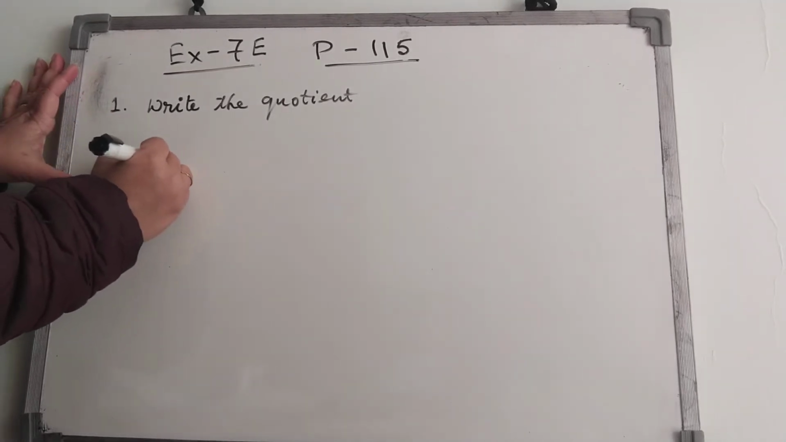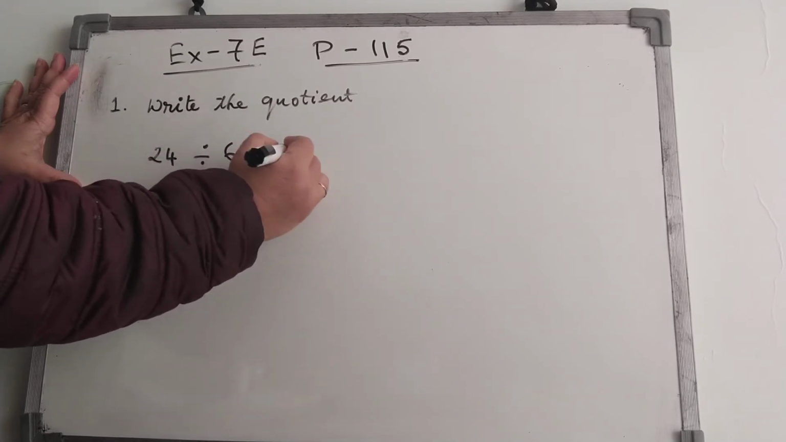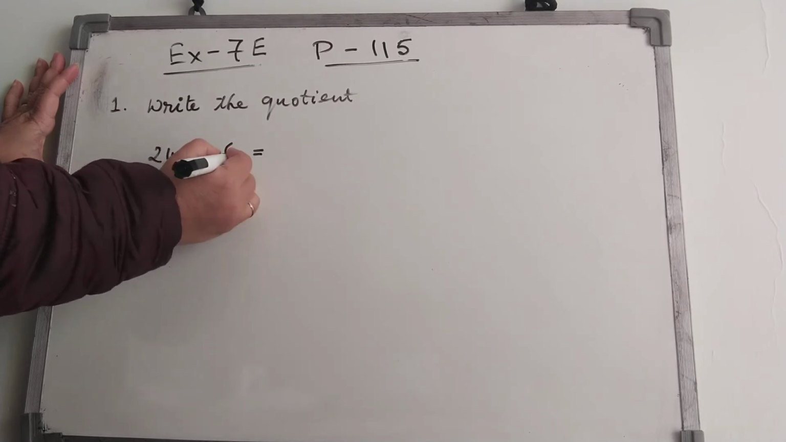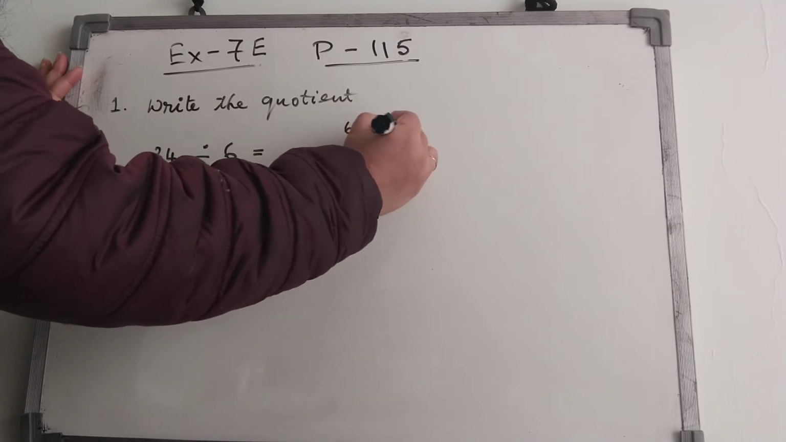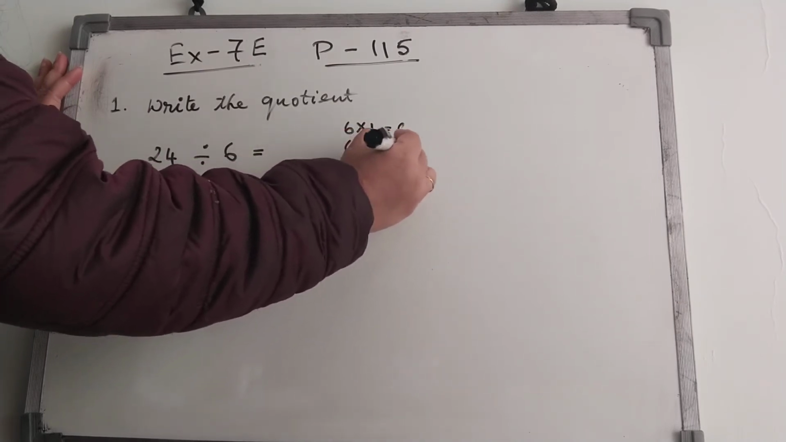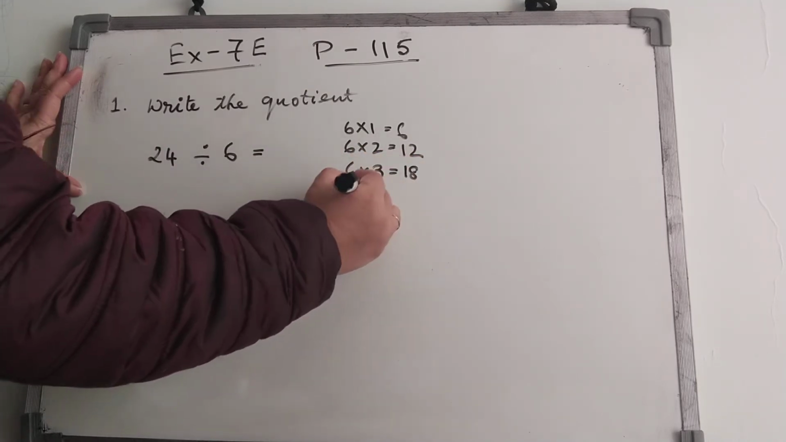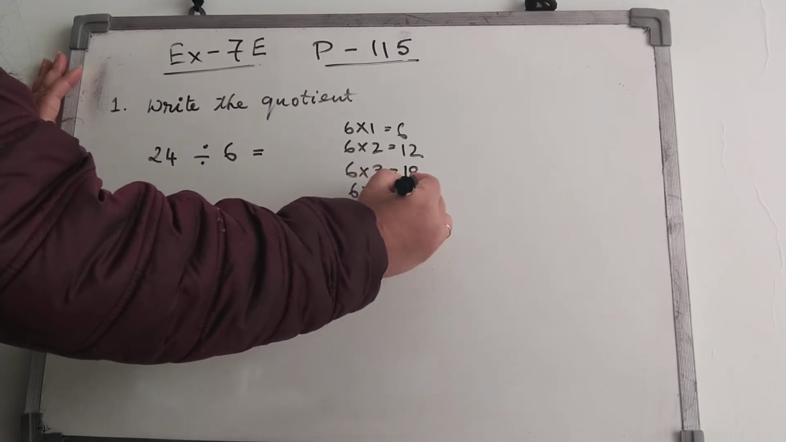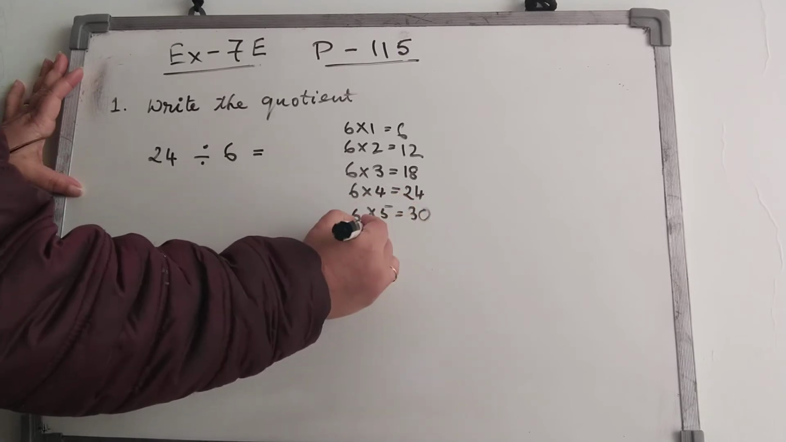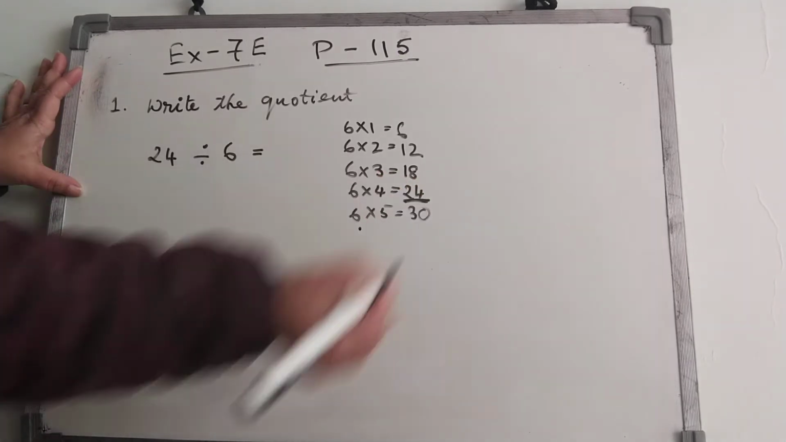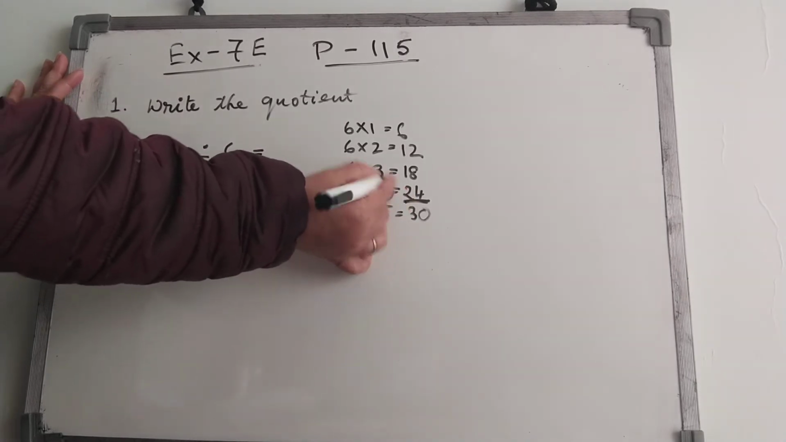Suppose 24 divided by 6. The answer will be, I will call the 6 table like this. 6 ones are 6, 6 twos are 12, 6 threes are 18, 6 fours are 24. So 24 divided by 6 is equal to 4.